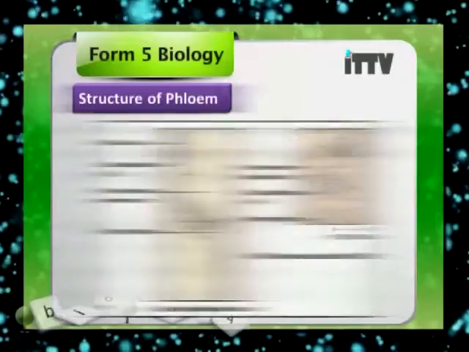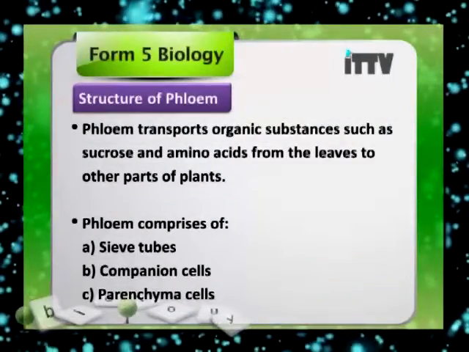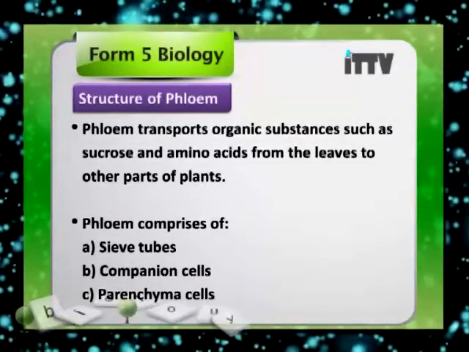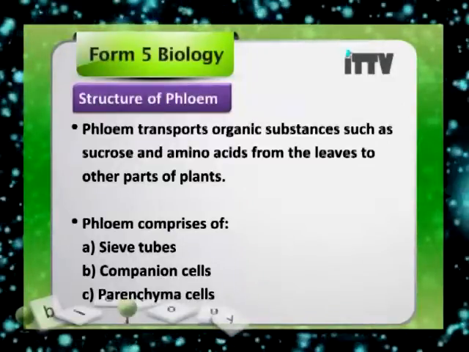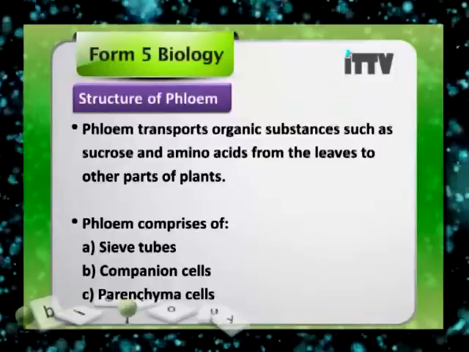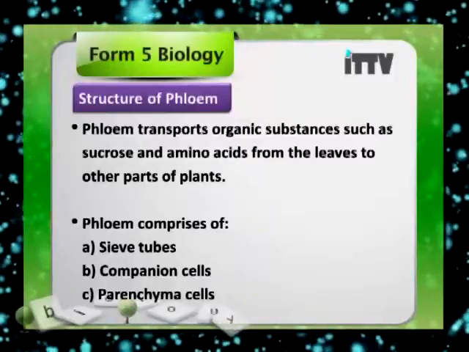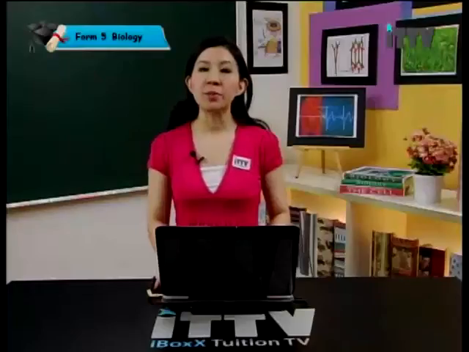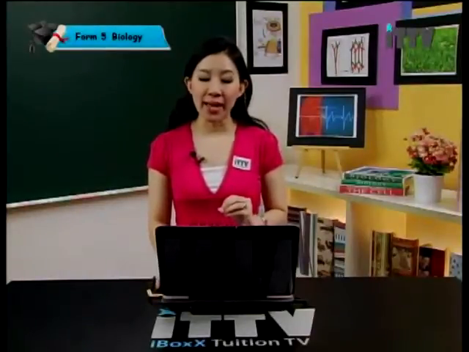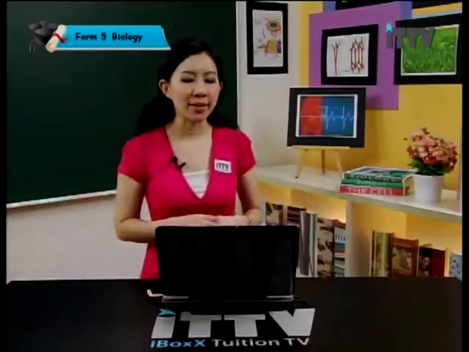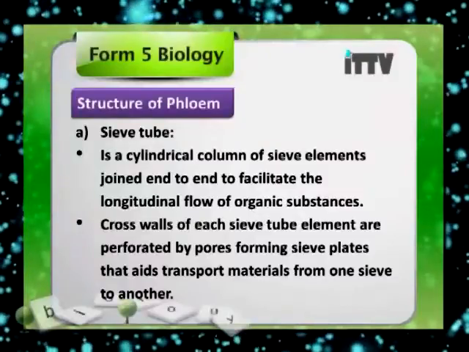On the right hand side is the transverse section of a sieve tube member, companion cell, and a sieve plate. So, phloem transports organic substances such as sucrose and amino acids from the leaves to other parts of the plants. Phloem comprises sieve tubes and companion cells. So for phloem, it's simple, only two things, the sieve tube and companion cells. You might wonder, why do phloems need companion cells? So let's look at a sieve tube.